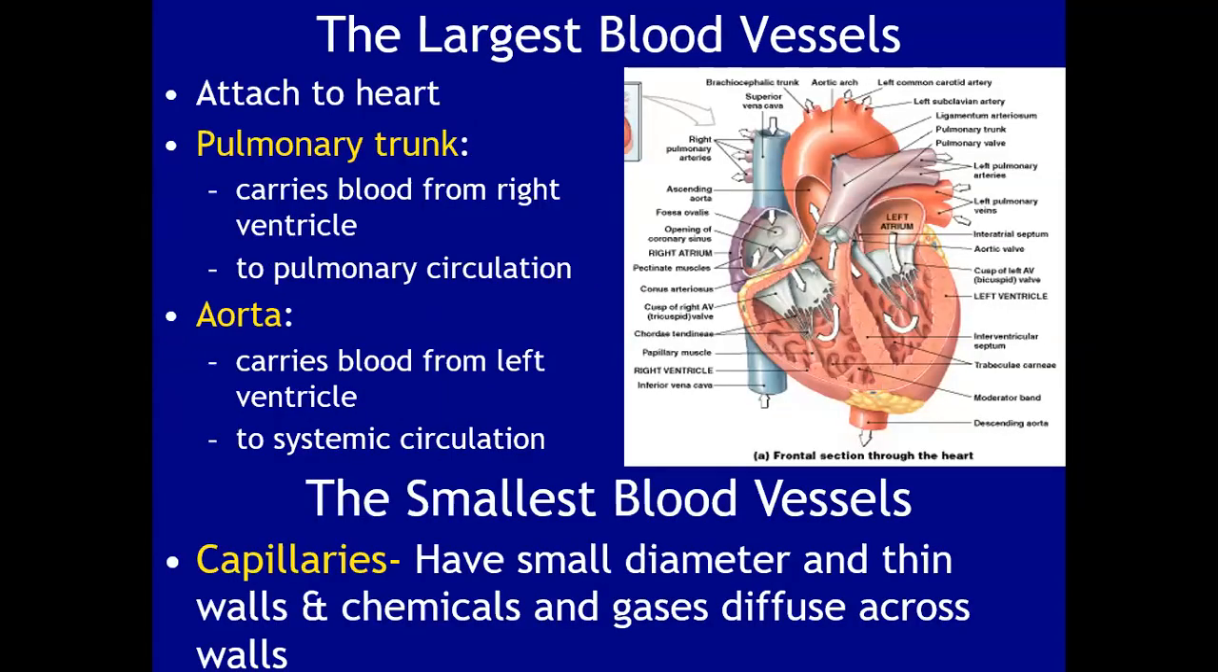As far as the blood vessels go, the largest are going to attach directly to the heart, be it an artery or a vein. Our two largest arteries are the pulmonary trunk and the aorta, and then the veins, when we think about the superior vena cava, inferior vena cava, that kind of thing. The smallest ones are going to be capillaries. We can't see those. Those are microscopic. We'll look at some in a slide that I'll show you a little later on.